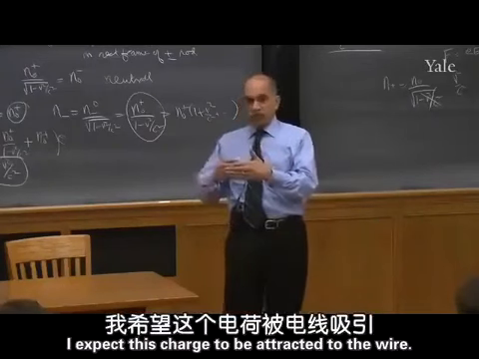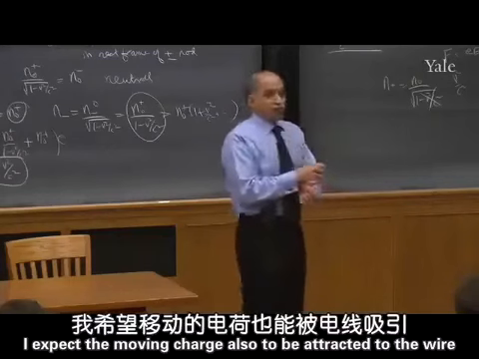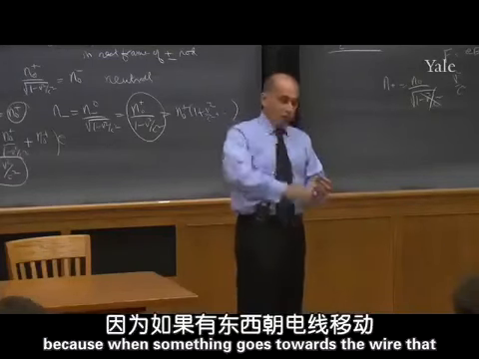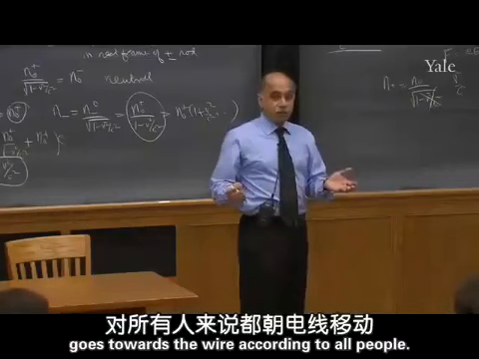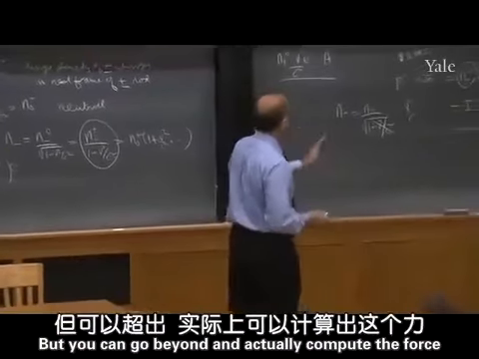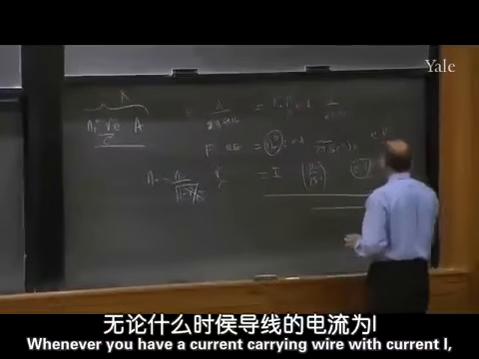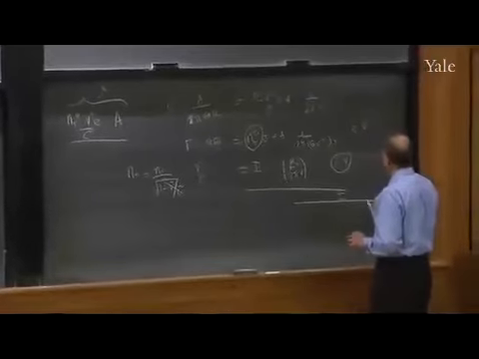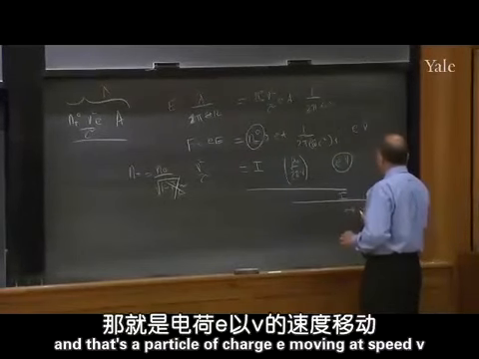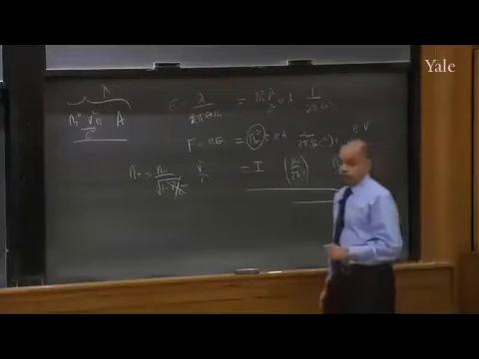I expect this charge to be attracted to the wire. That means going back to the lab, I expect the moving charge also to be attracted to the wire, because when something goes towards the wire, it goes towards the wire according to all people. But you can go beyond and actually compute the force and equate the force and deduce that there is a new force now. Whenever you have a current-carrying wire with current I, and a particle of charge e moving at speed v, it is attracted to the wire by this amount.